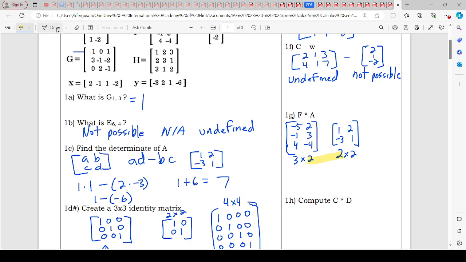And the inner dimensions do match. So my result should be a 3 by 2. So I should have a matrix that looks similar to that.